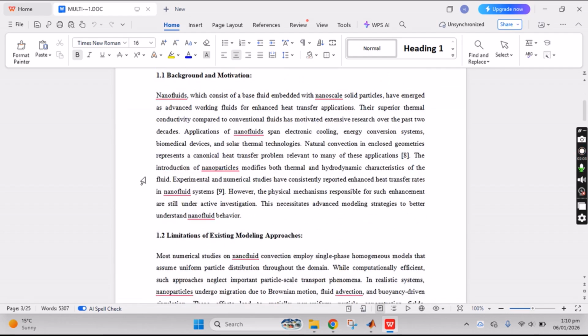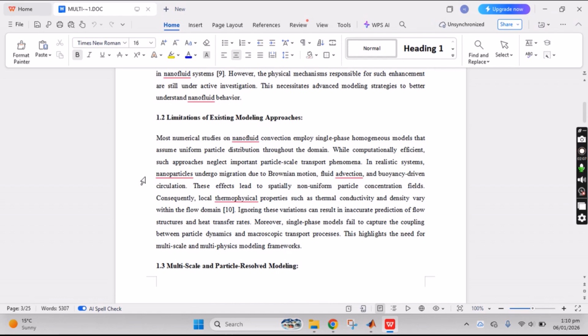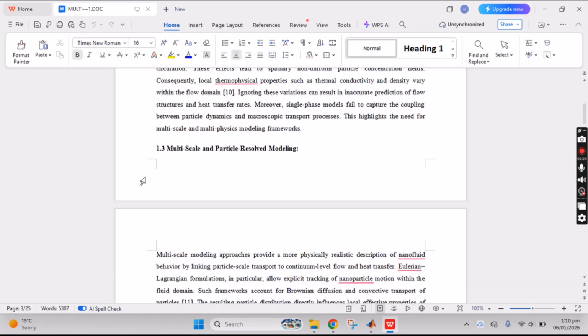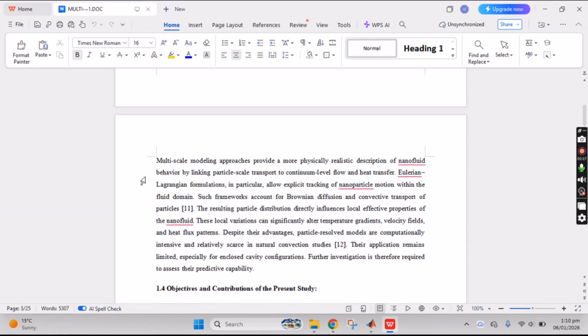So the background and motivation is written with the limitation of existing modeling approach. According to the realistic system, nanoparticles undergo migration due to Brownian motion, fluid advection and buoyancy-driven circulation as well. Okay. So the multiscale particle resolved modeling. Basically, we have just added the particle distribution directly influences local effective properties of the nanofluid, and the local variations can significantly alter temperature gradients, velocity fields, and heat flux patterns as well.